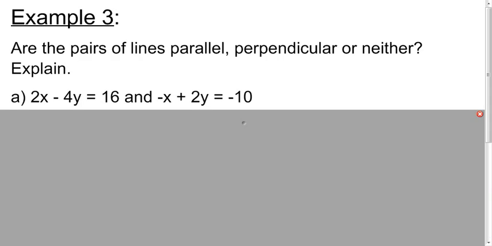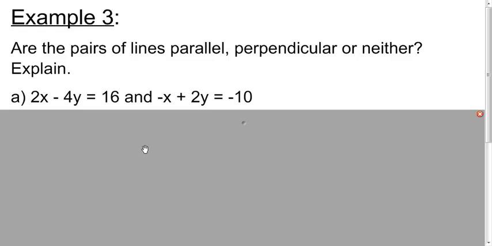Now here's an example. It has 3 parts, and we want to figure out if the pairs of lines are parallel, perpendicular, or neither. And we got to justify that. So as a refresher, they're going to be parallel if the slopes are equal. They're going to be perpendicular if the slopes are negative reciprocals, and they're not going to be either of them if they're not equal and not negative reciprocals.